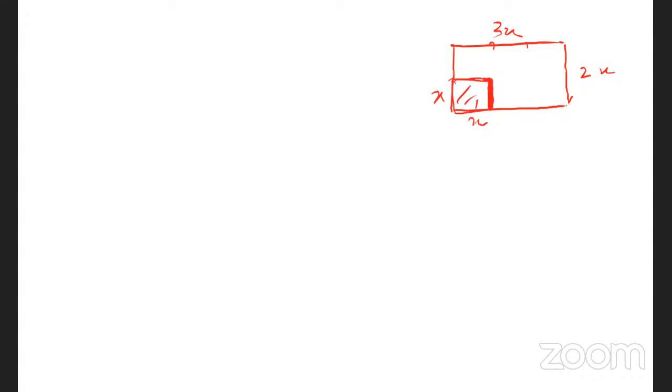Find the range of values of x if the remaining area is at least this. So how to find the remaining area? First of all, you find the big area first. This one first. So this one is 3x times 2x, and minus away the x squared. At least x squared plus 4. Can do it. Okay. Once you form the inequation, then you do. Okay, the inequalities can do it.